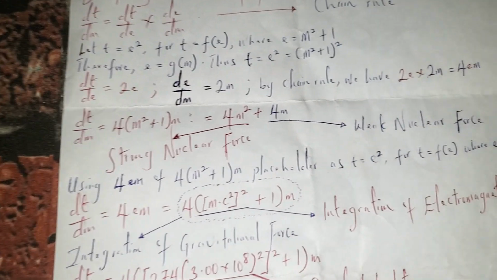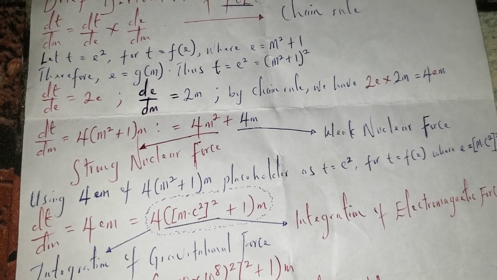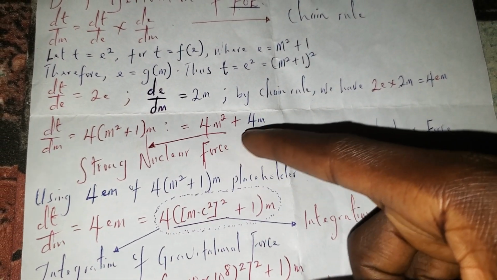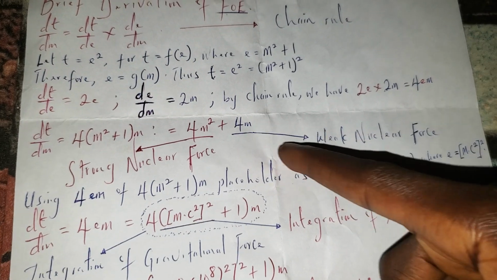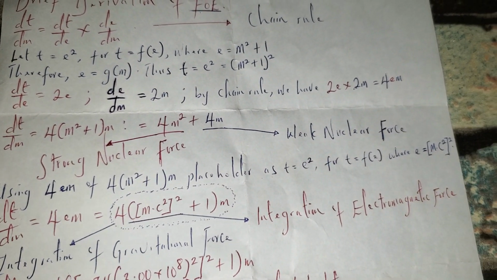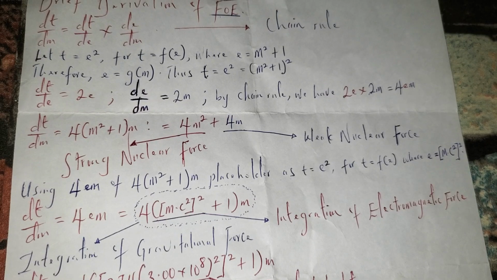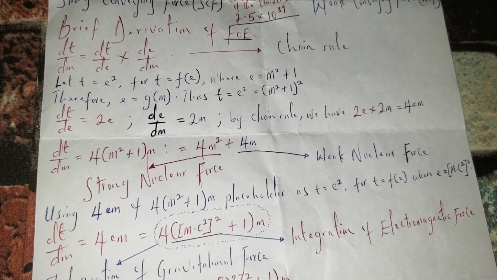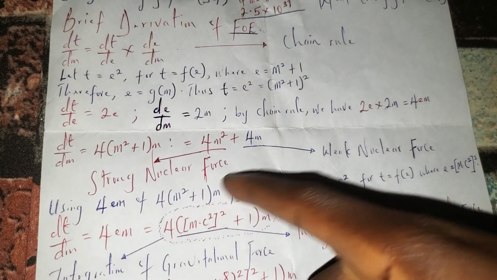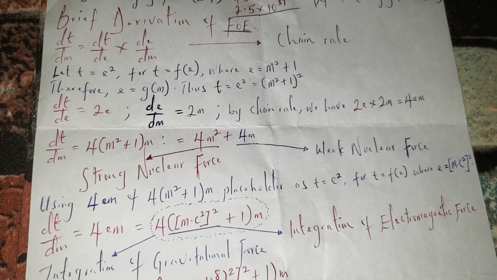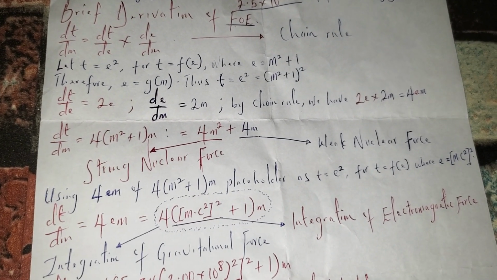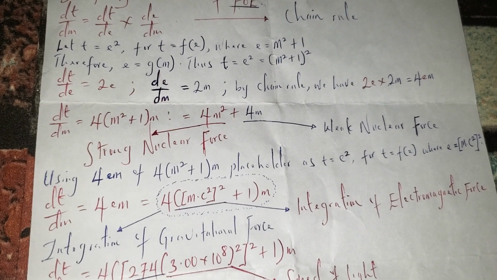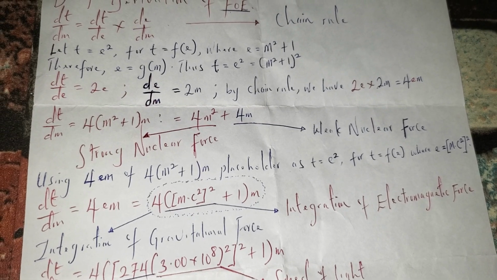So strong nuclear force is nothing more than the compactness of electromagnetic field. And so we now have this to be 4m, which is weak nuclear force, and that is the compactness of gravitational field. You understand? So now this strong nuclear force has a tendency of spreading out because it defines the nature of energy, which is the default nature of energy, which is infinity. You understand?